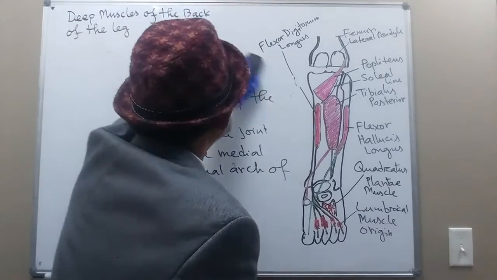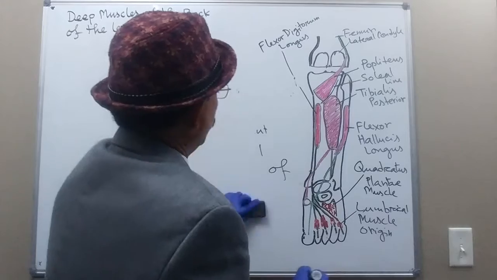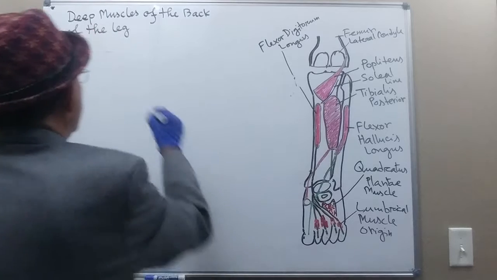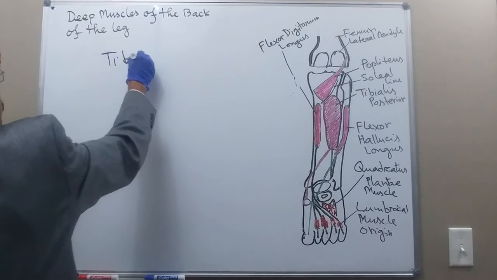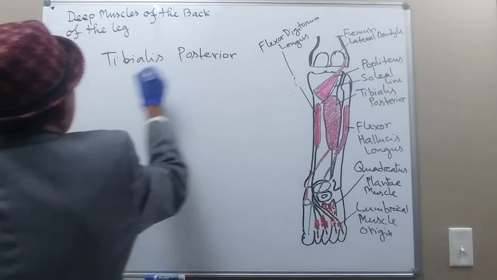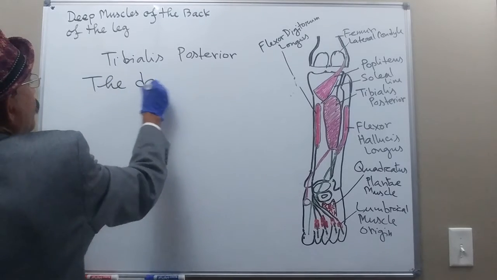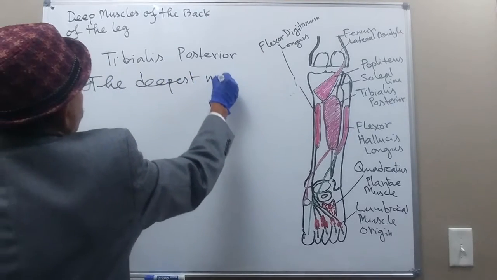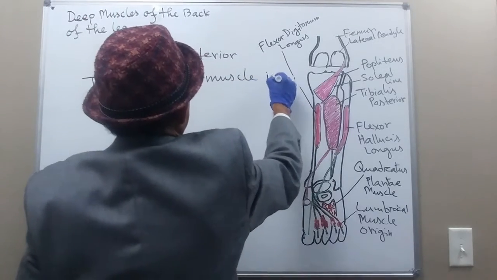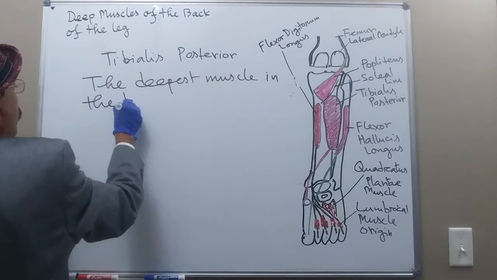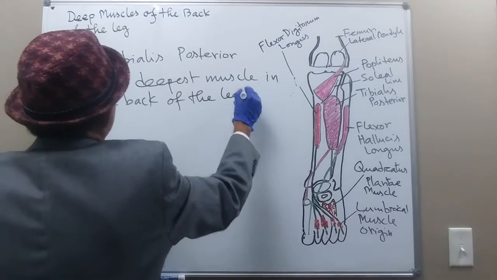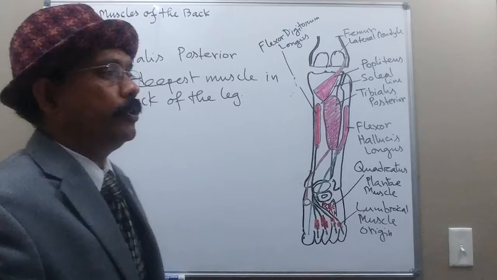Now we go to the tibialis posterior. Tibialis posterior is the deepest muscle in the back of the leg. Okay, we got the tibialis posterior.